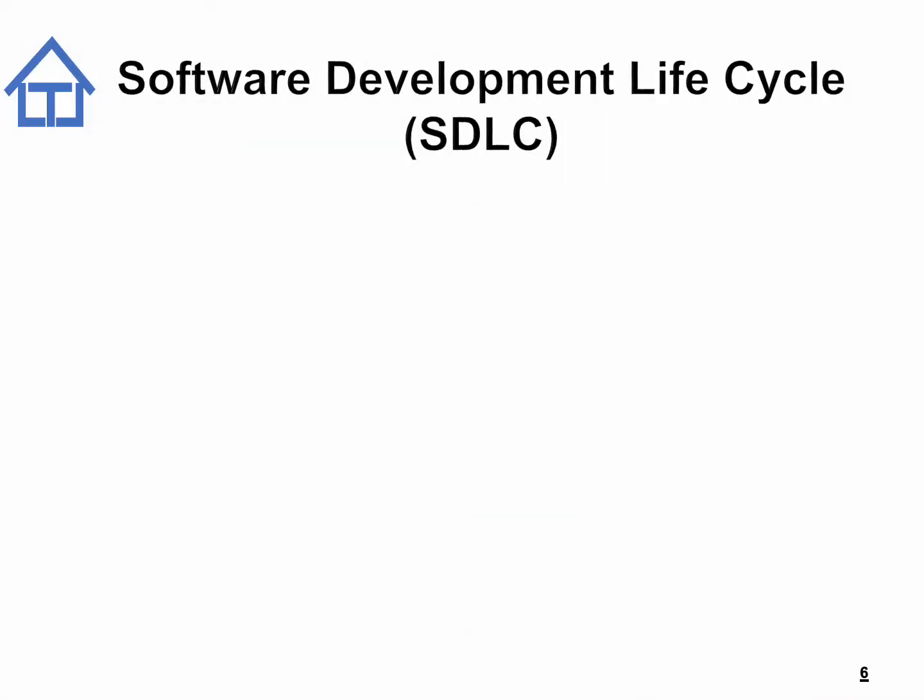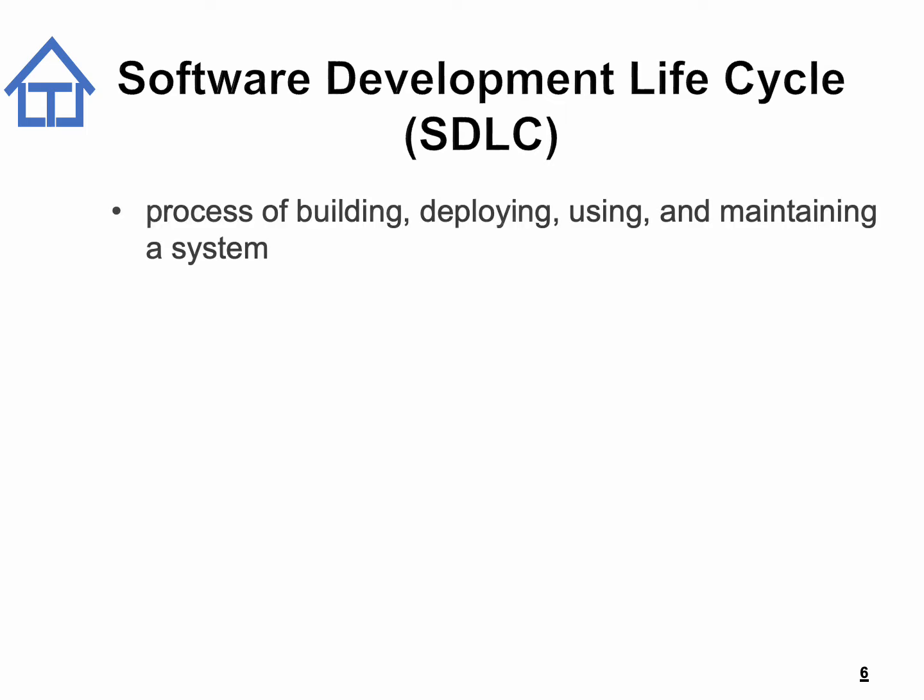Software Development Lifecycle, SDLC. As in any life cycle, to develop a software system or application, the process would have to undergo certain stages from inception to the final system or application. So, in a software development lifecycle, it involves the process of building, deploying, using, and maintaining a system.